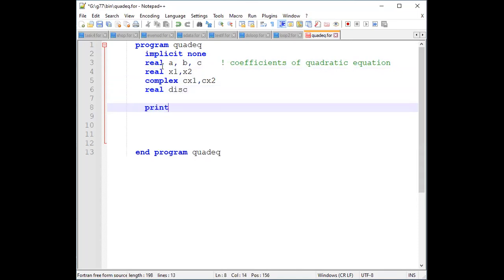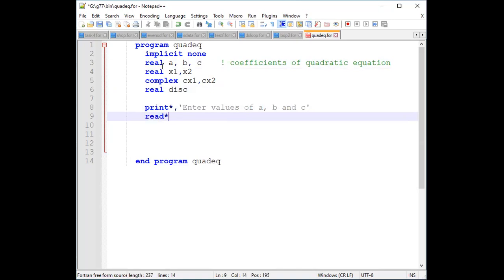So first step, let's prompt the user, enter values of A, B, and C, right? And then let's read these values. So read A, B, and C. Since I'm using the asterisk in print and read statement, it means reading with the default option, right? Which means if the values are separated by comma or by a space or by a line, they will be read as separate values, right?